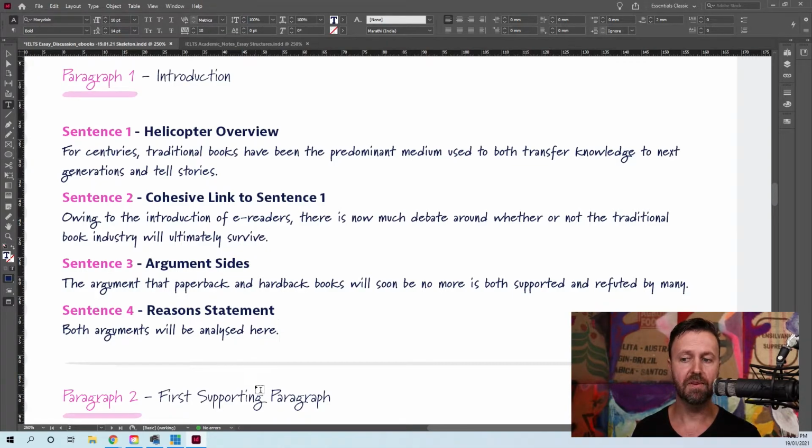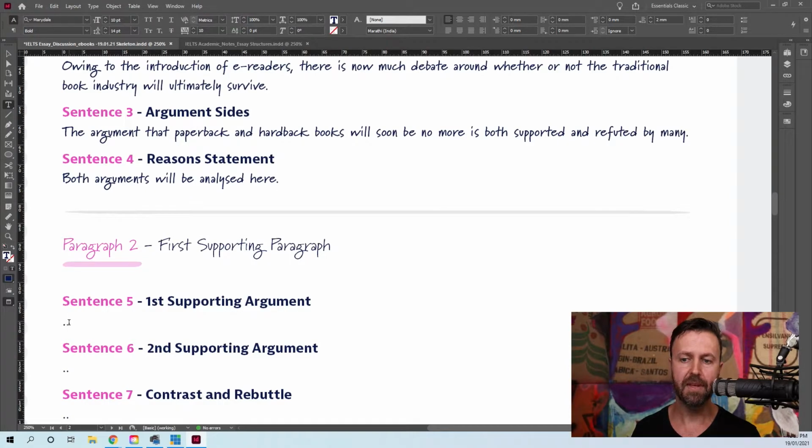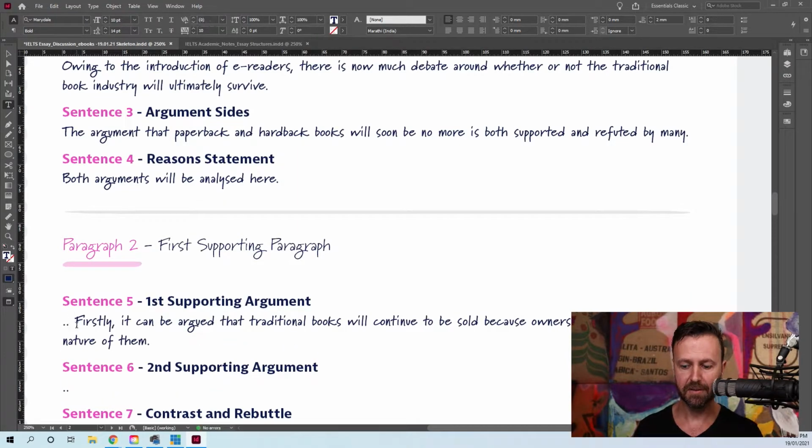And that's cool. So we're now going to go to the next section. Okay, the next section is the first supporting argument. This is for the side of books. This will be for the side that traditional books will survive. Let's do that now. So firstly, let's go here. Okay, here's our first sentence.